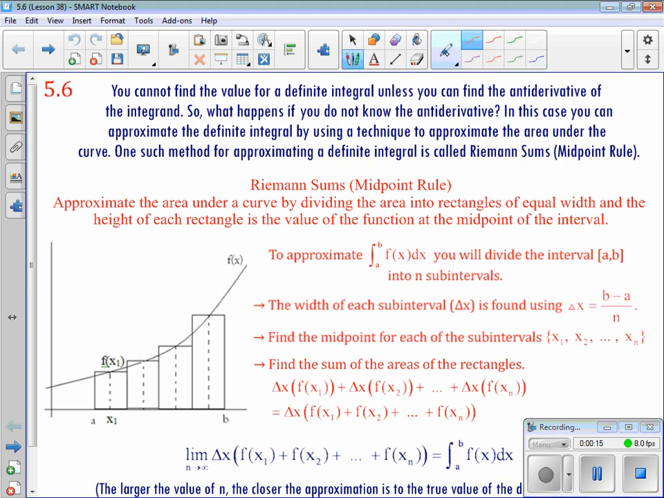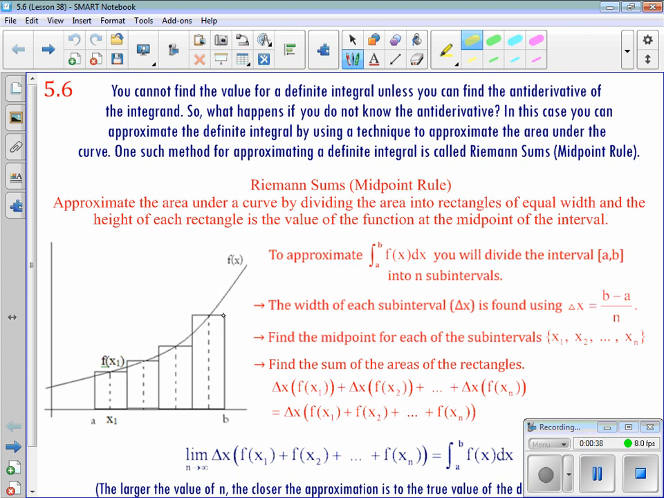So if we're trying to find an approximate, one way to go about finding an approximate is to make a bunch of rectangles that estimate the area underneath the curve. And it's really easy to find the area of each of the rectangles, isn't it? When would we use this? Because if we can just do the integral, why wouldn't we just do the integral and get the exact?